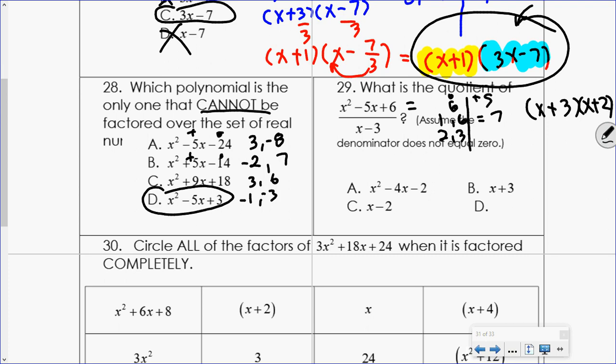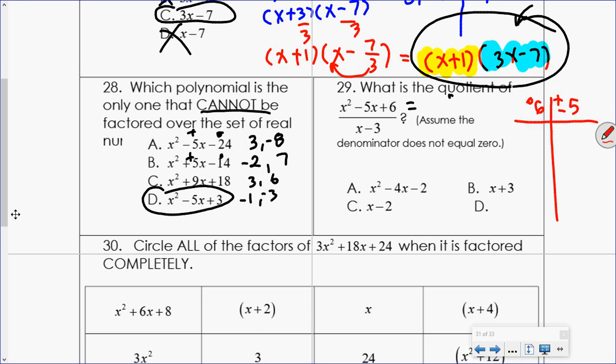I did that wrong, guys. Gotta check that. It multiplies to positive 6, adds up to negative 5. So my bigger number is negative, so both numbers are negative. So -6 and -1 gives me -7. -2 and -3 gives me -5. So I write out my factors there.